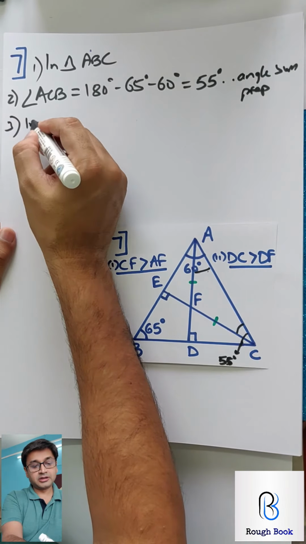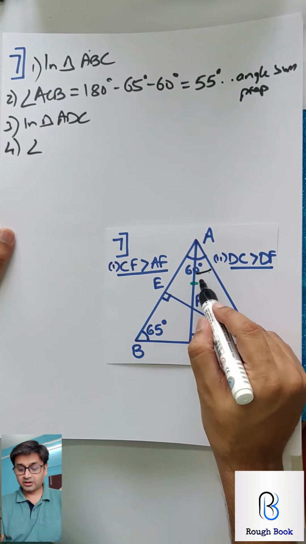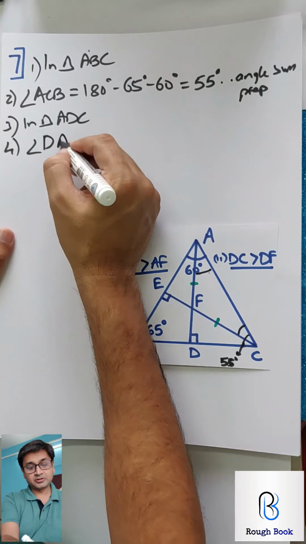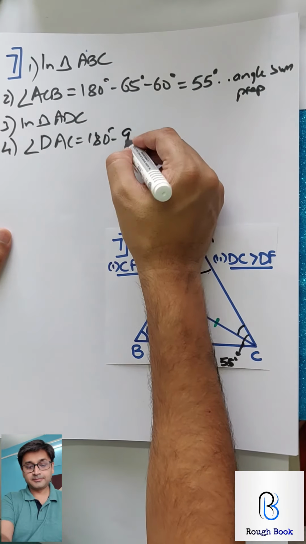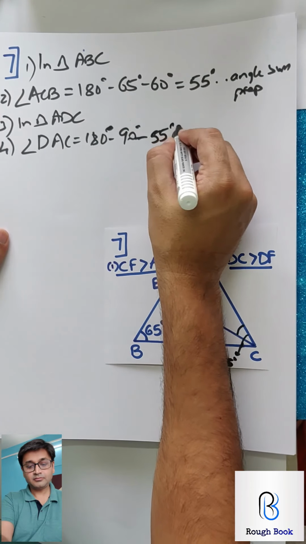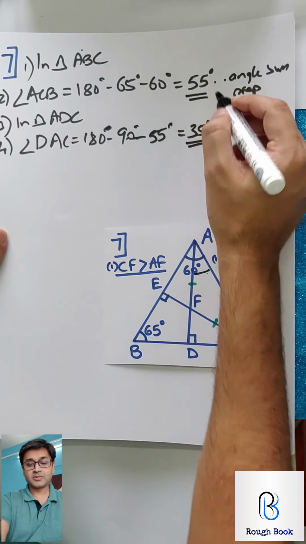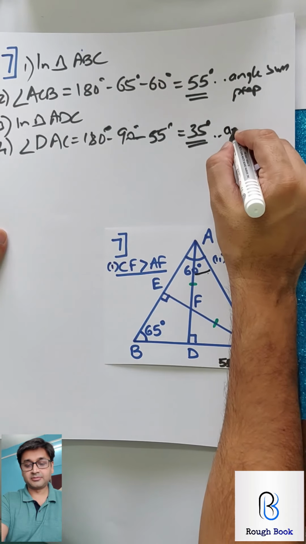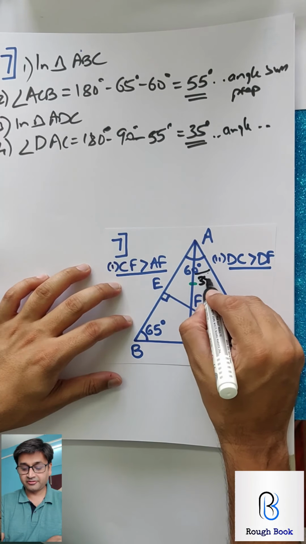So third one, in triangle ADC. Now I'm trying to get this, that is DAC. So DAC this time 180 minus 90 minus this 55. So how much will that be? 35. Correct. Again the same thing, angle sum property. Please write it completely. So I will get this one as 35.